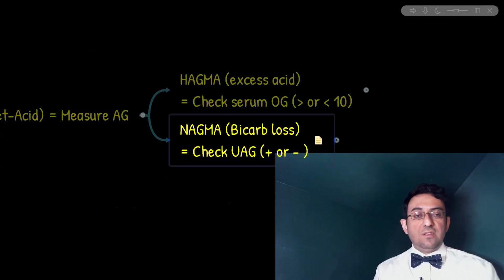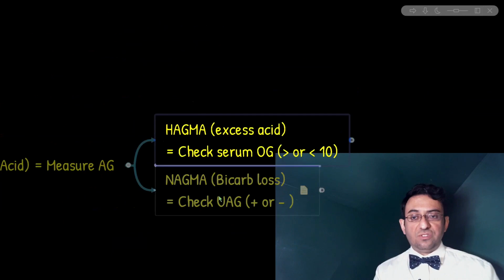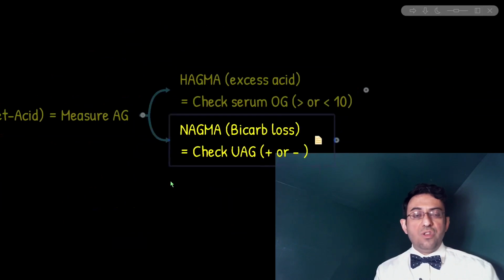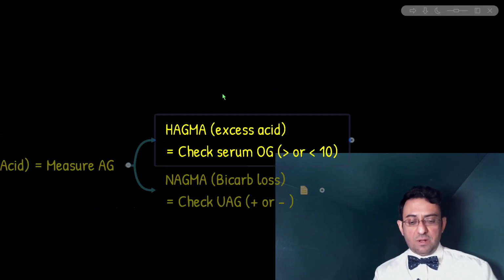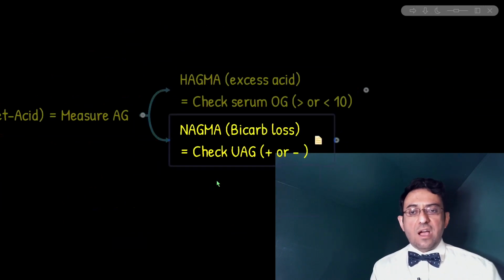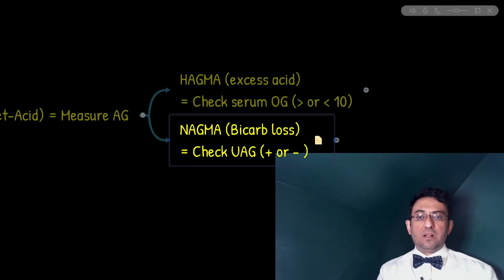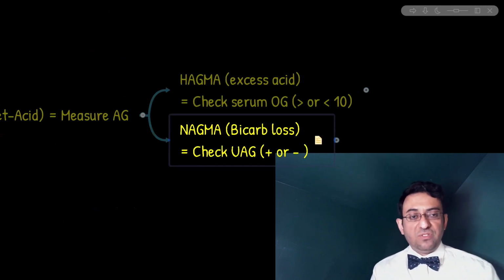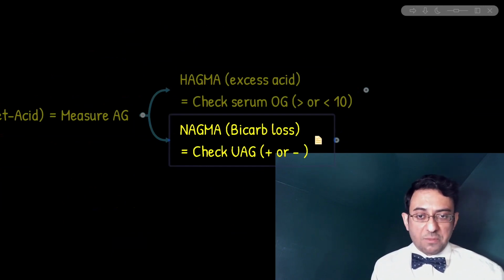What is the difference in pathophysiology of high anion gap metabolic acidosis versus normal or no anion gap metabolic acidosis? In high anion gap metabolic acidosis, the underlying pathophysiology, as I just alluded to, is addition of fixed acid. In non-anion gap or normal anion gap metabolic acidosis, the pathophysiology is loss of bicarbonate or impaired reabsorption of bicarbonate.